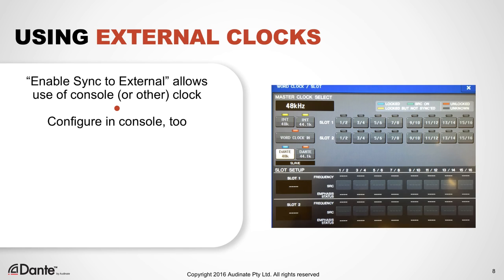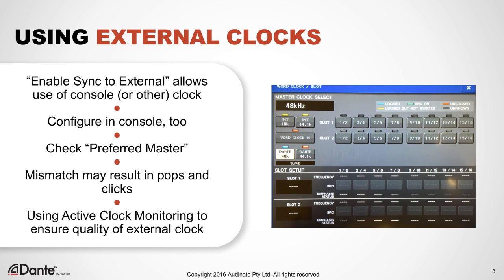In your mixing console, or whatever device you're using as an internal clock, configure the Dante I/O to use the internal clock. In Dante Controller, go to Clock Status and check Enable Sync to External for the mixing console. Also, enable Preferred Master for the mixing console. It is important that both steps be taken. Failure to do so will likely result in clicks and pops, and there will be two independent clocks attempting to run the network. By checking Enable Sync to External, we are telling the Dante system to use the mixing console clock as its source. Use active clock monitoring to ensure that external clock is well behaved.